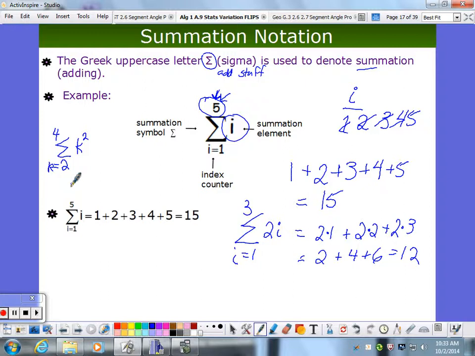What is K when I start? 2. So I put that in there. What do you do with the K? You square it. Put a plus in, dive back in. What is K now? 3. Plug it in here. Square it. Add a plus. Jump back in. K is now 4. Square it. Do I keep going? No, I stop. So this becomes 4 plus 9 plus 16. And it was 39? 39. 29? 30. 39, isn't it? No, 29. Okay, so that's summation.